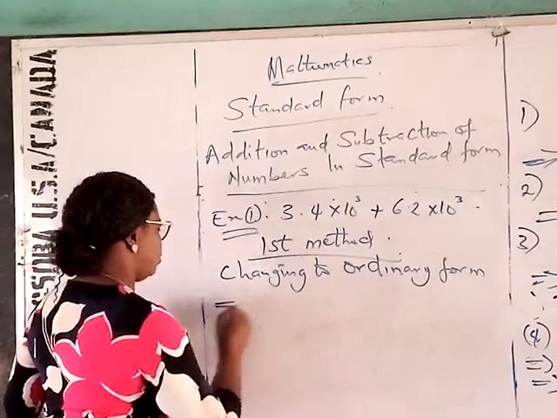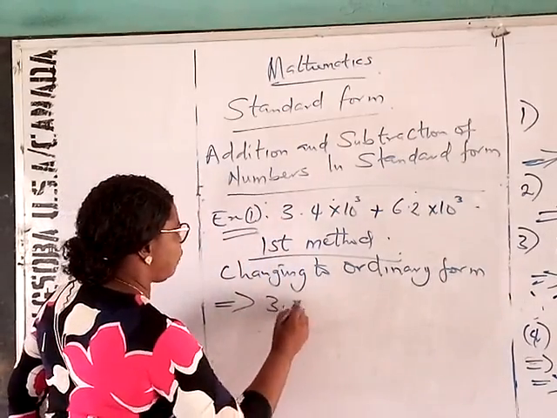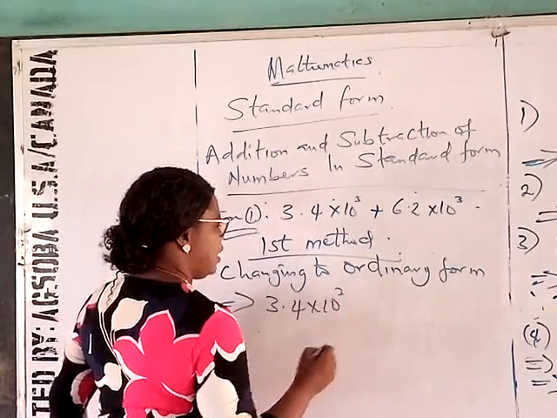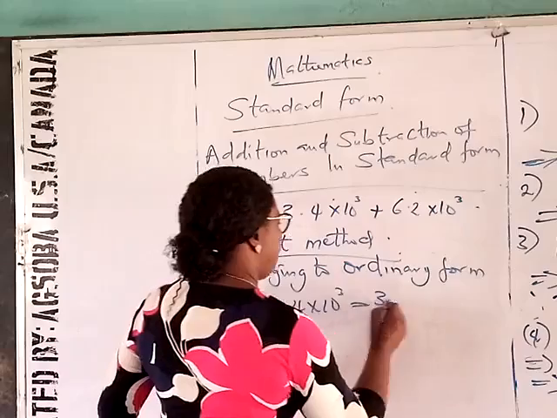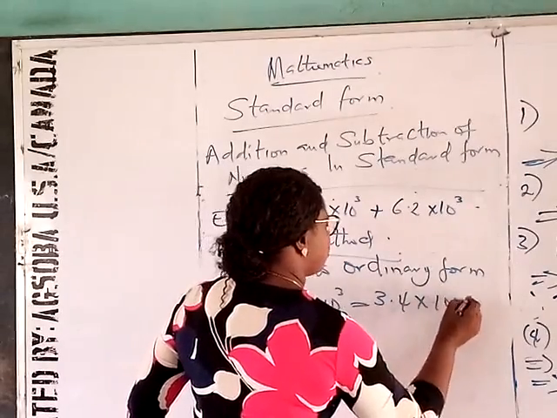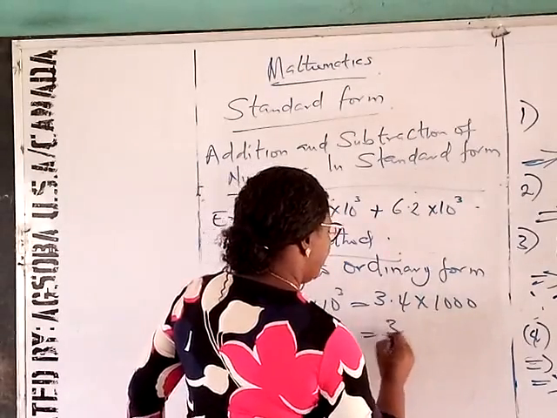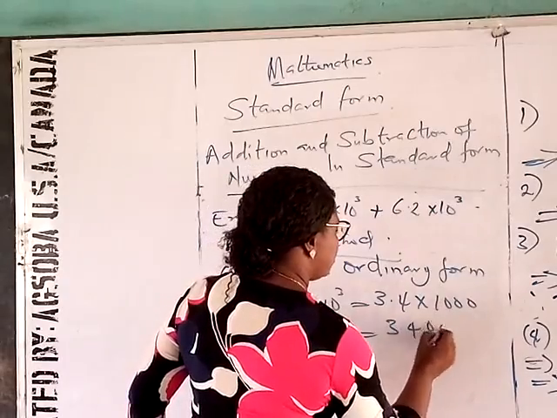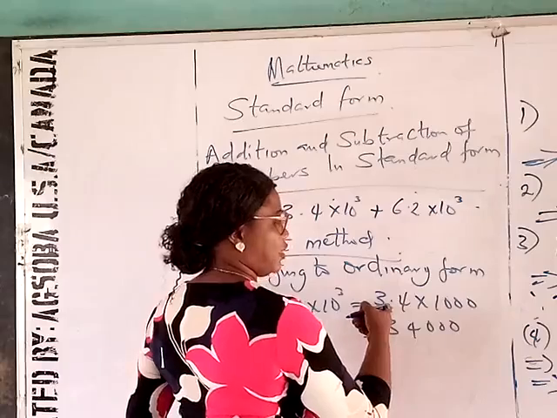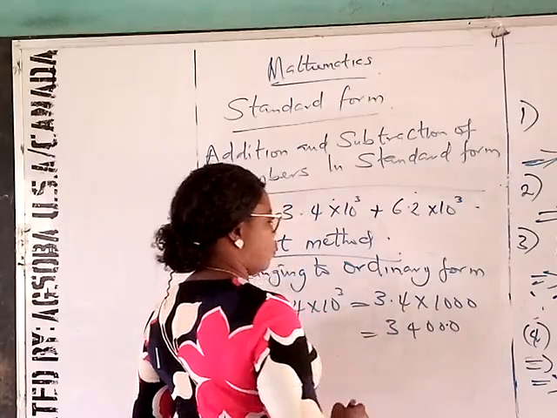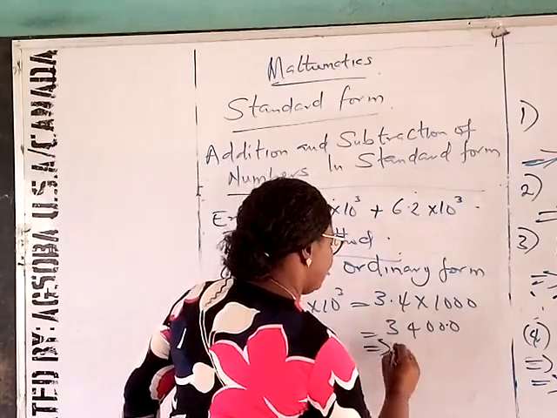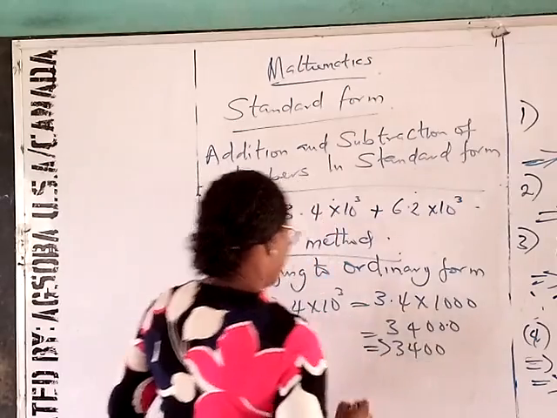And so we want to handle this. Our 3.4 times 10 raised to the power 3 is as good as 3.4 times 1000. And when you do that, it gives you 34000. One figure at the back of the decimal point, cut off 10 from this. And so we are left with 3400.